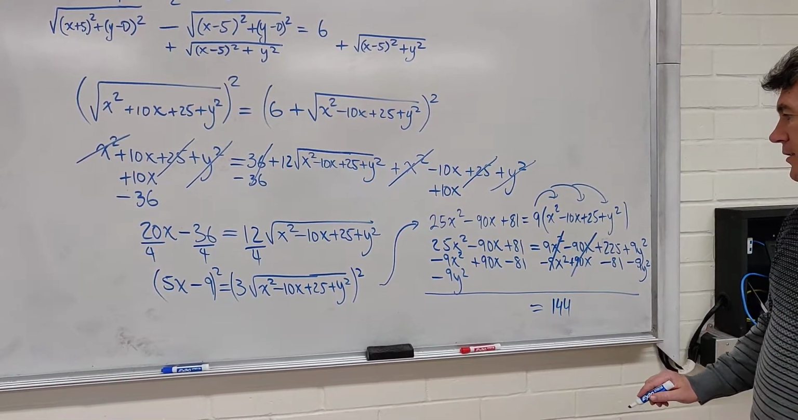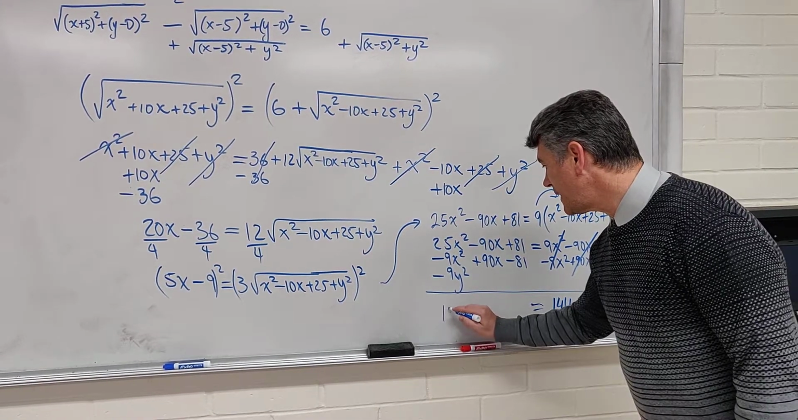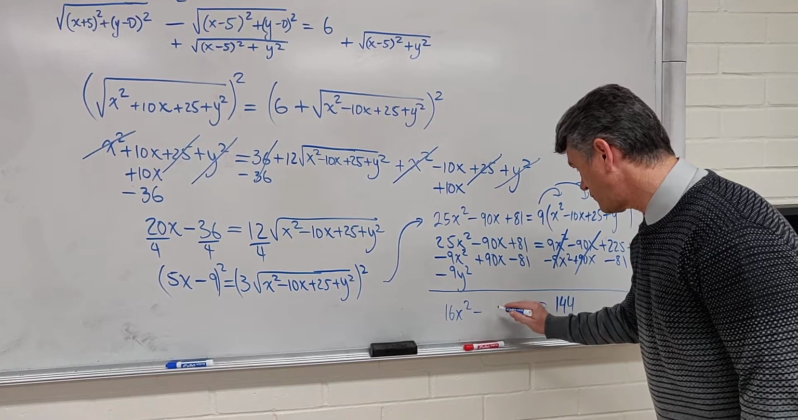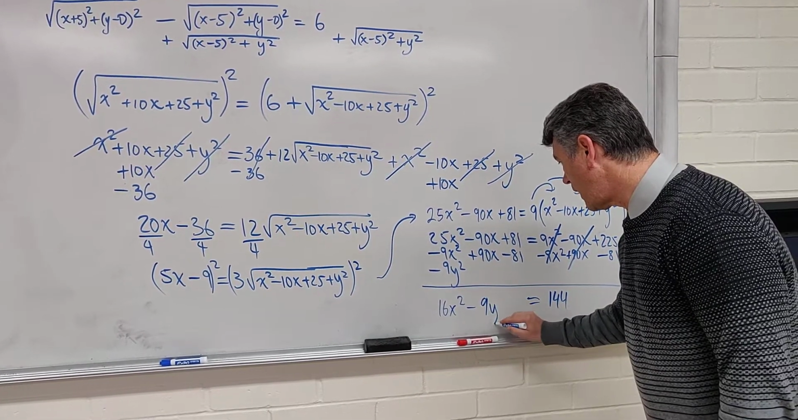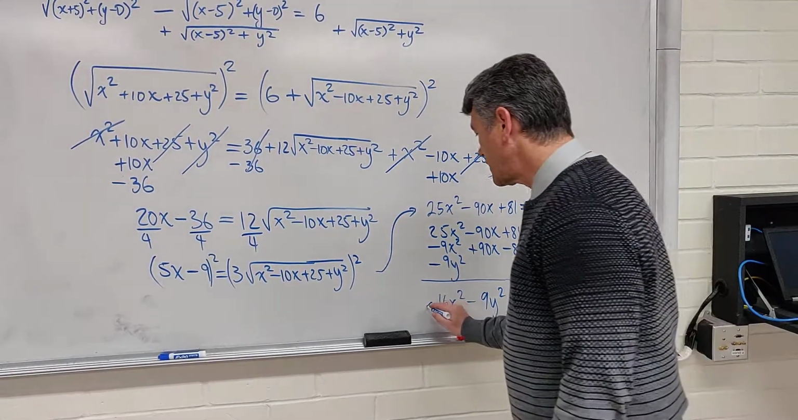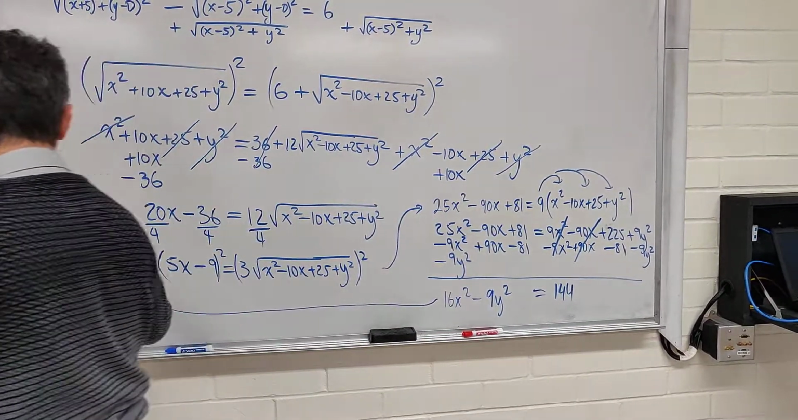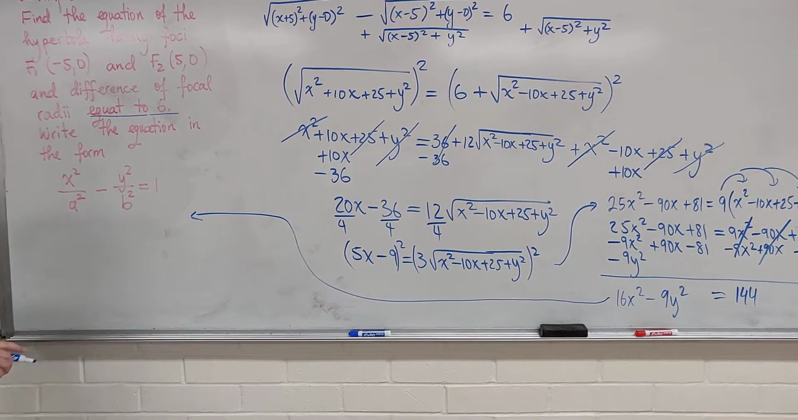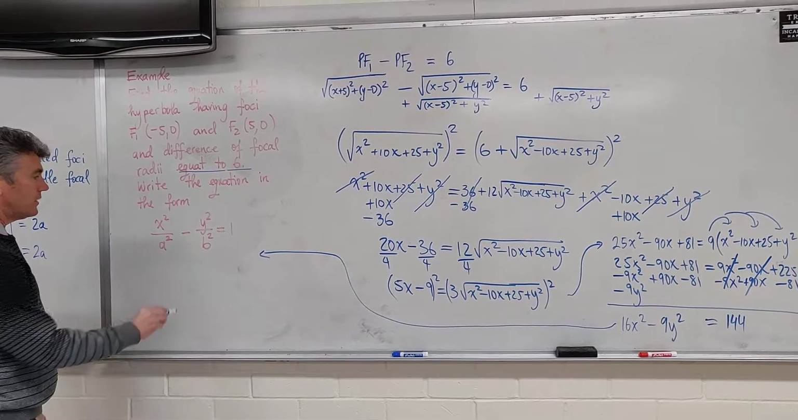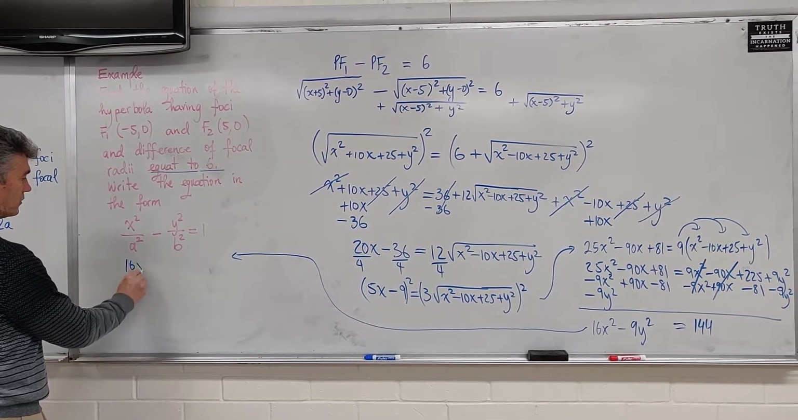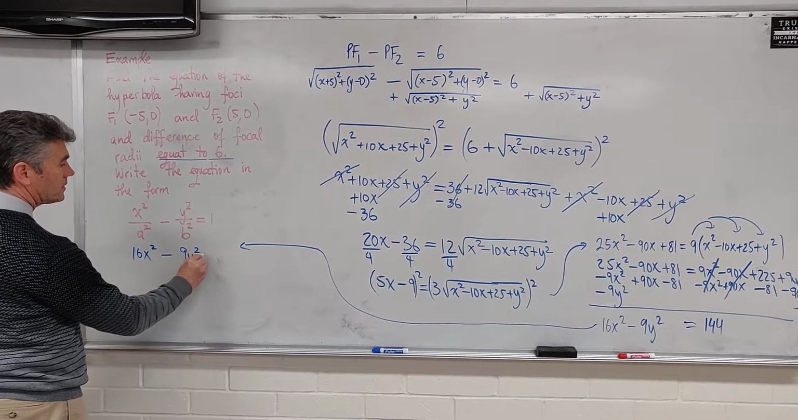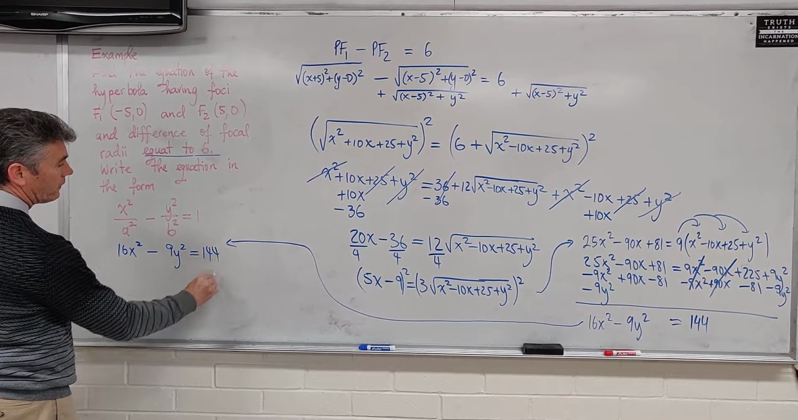On the left side, we have 16x squared minus 9y squared. The journey is almost ended. Why are we coming all the way over here? Because I want you to see what form we want our equation to take. So let's write this one more time. 16x squared minus 9y squared is equal to 144.